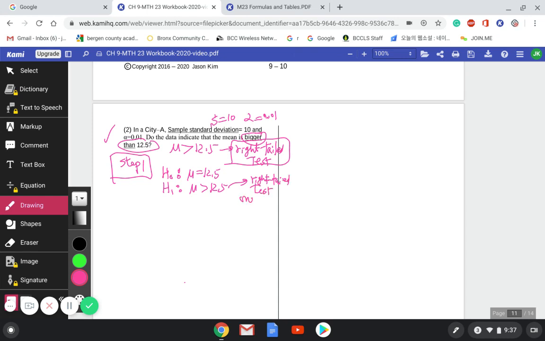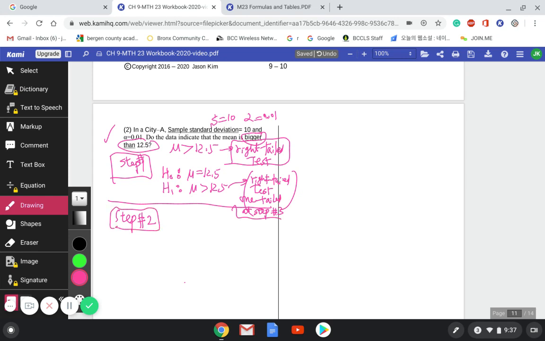Which is one tail test. At step number 3. Okay. Now step number 2. You have to define the t value, right?